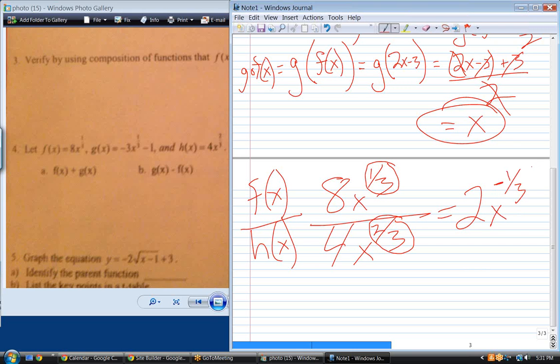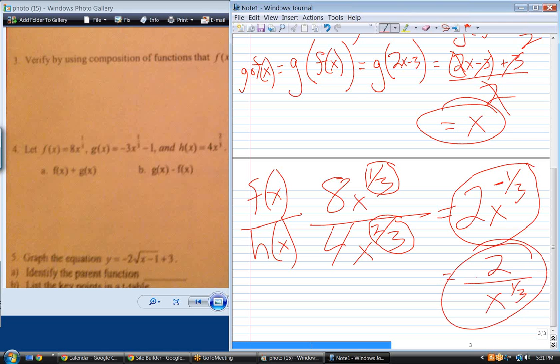We don't want to leave that as the answer. It's kind of like leaving an irrational number in the denominator. We want to write this like this. So in other words, once you come up with the negative 1/3, that tells you to put the x in the denominator, not the numerator.